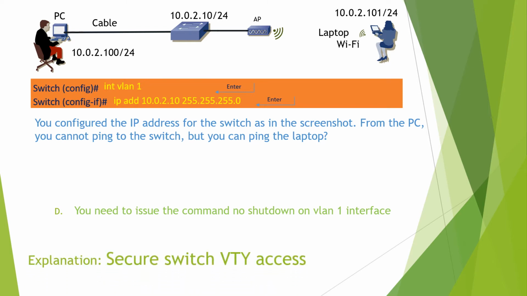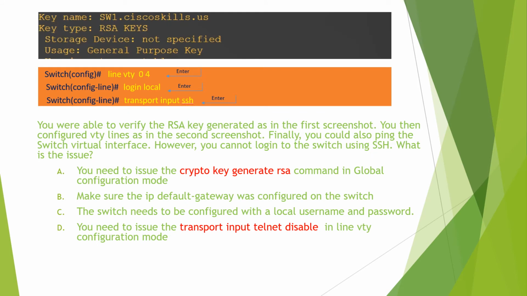Secure switch VTY access. The question reads, you were able to verify the RSA key generated as in the first screenshot. You then configure VTY lines as in the second screenshot. Finally, you could also ping the switch virtual interface. However, you cannot log in to the switch using SSH. What is the issue? First of all, you can easily identify that this command doesn't exist.